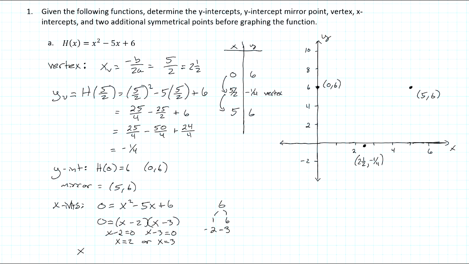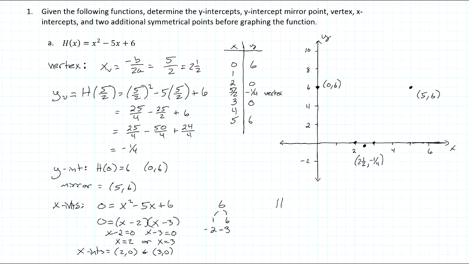So our x-intercepts are the points 2, 0 and 3, 0. So it looks like I can put these in here. 2, 0 and 3, 0. And I do want to move now the y-intercept and its mirror up a bit, or out a bit on my table. So I've got room, and I can plug in a 1 and a 4. Those are symmetrical.